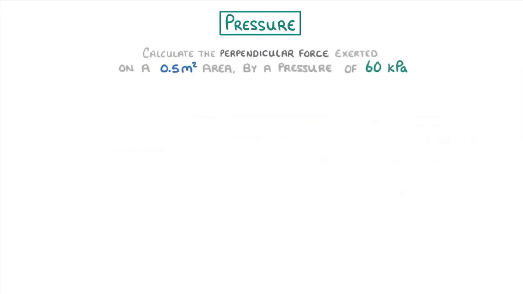Before we finish, let's try a quick question. Calculate the perpendicular force exerted on a 0.5 meter squared area by a pressure of 60 kilopascals. If we turn our equation into a formula triangle, we can see that in order to get force, we need to multiply pressure by area.